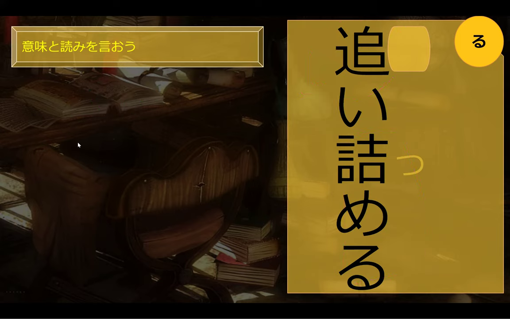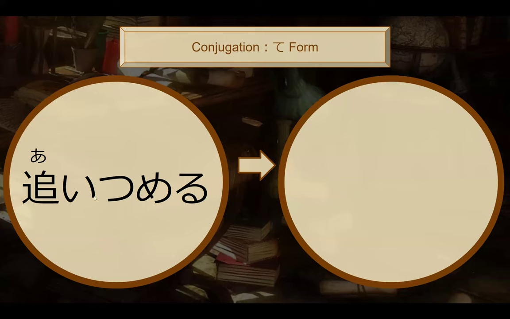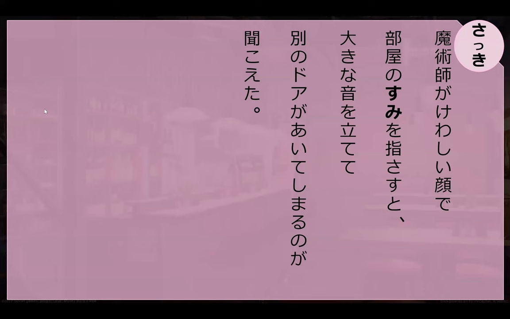Oi tsumeru. Right. Can you put this into te form for me? Oi tsumeru. Te form is a good verb. So oi tsumete. Perfect. Do you know what a sumi is? Sumi o yubisasu, heya no sumi, pointing at the sumi.